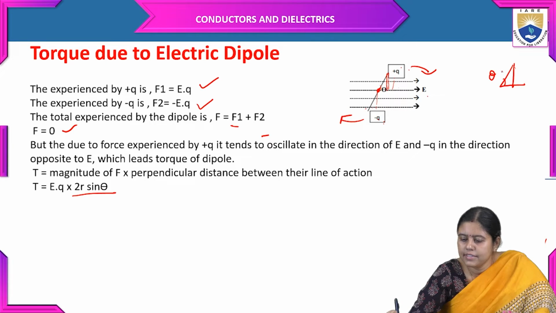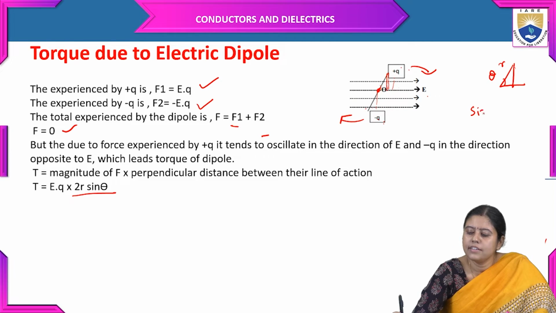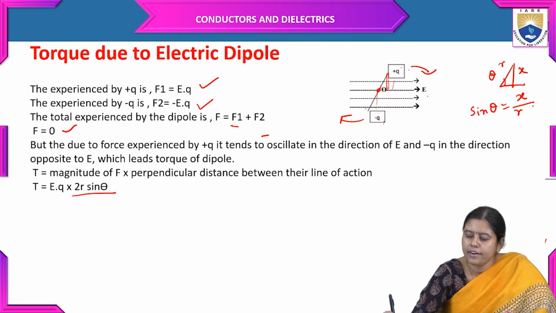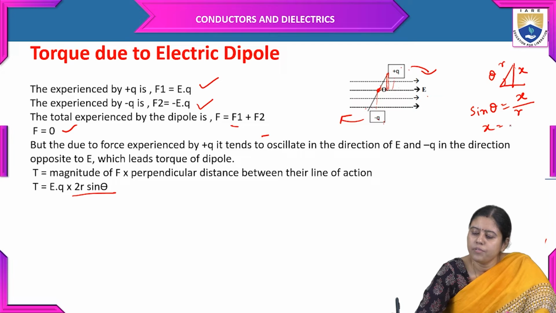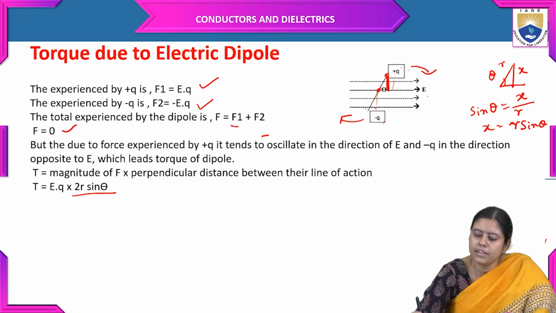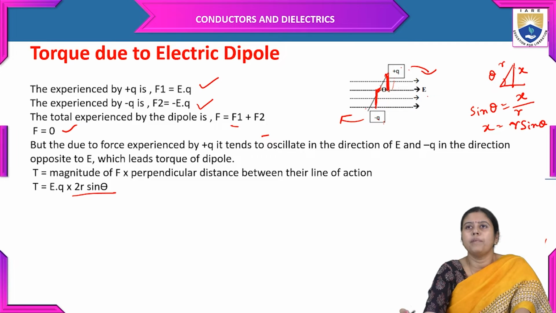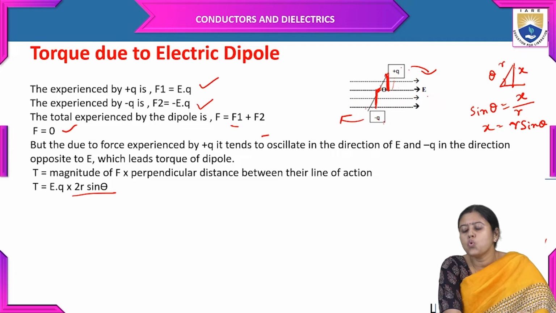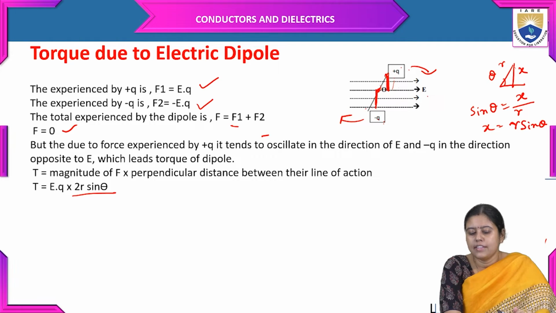This angle is theta. This angle is r. So sin theta is equal to distance x by r. So x is equal to r sin theta. So this distance is r sin theta. Similarly, this distance, as this is an equilibrium point, is r sin theta. So it will be 2r sin theta.